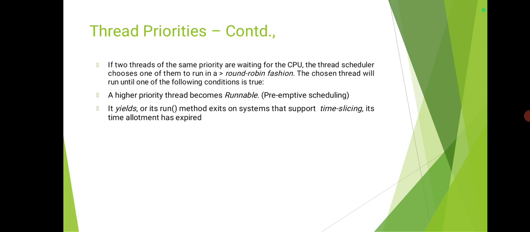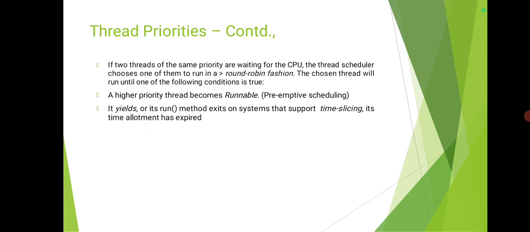If two threads of the same priority are waiting for the CPU, the thread scheduler chooses one of them to run in a round robin fashion. This chosen thread will run until one of the following conditions is true. That is, the thread program is purely based on preemptive scheduling. First, what is round robin fashion? Round robin is an arrangement of choosing all the elements in a group equally in some rational order, usually from top to bottom, as we know well.